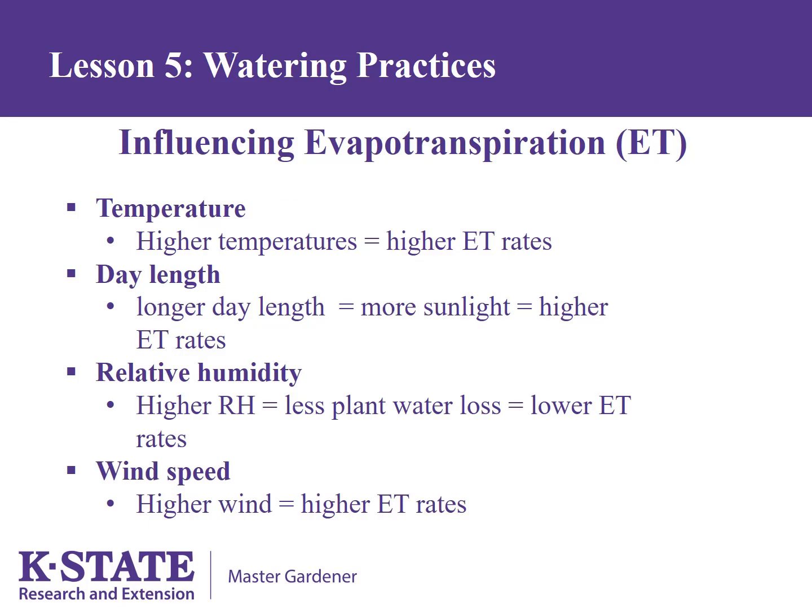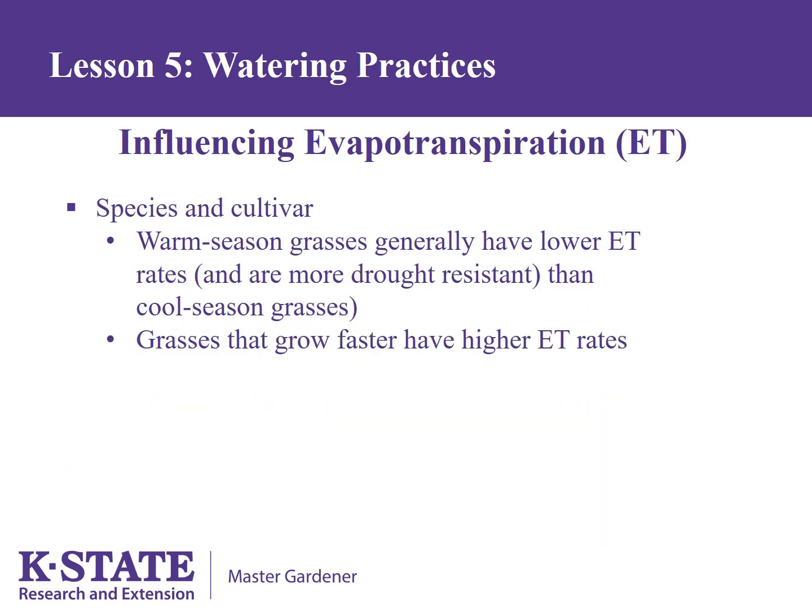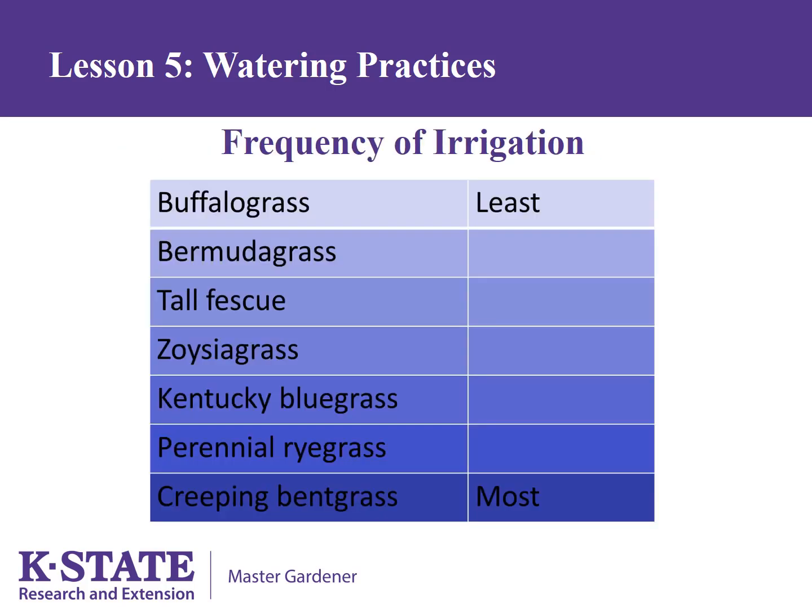So there's different things that influence evapotranspiration. Is the cultivar and species. For example, warm season grasses generally have a lower evapotranspiration rate and are more drought resistant, and they can grow better in the summertime. And the grasses that grow faster typically have higher ET rates. So for example, Bermuda grass grows faster than buffalo grass, so it's going to use more water than buffalo grass. That's why we say with buffalo grass, a little bit goes a long way, and just a little bit of water is all it needs. So with that being said, it depends on your grass species, it depends on your irrigation and how much you put on.